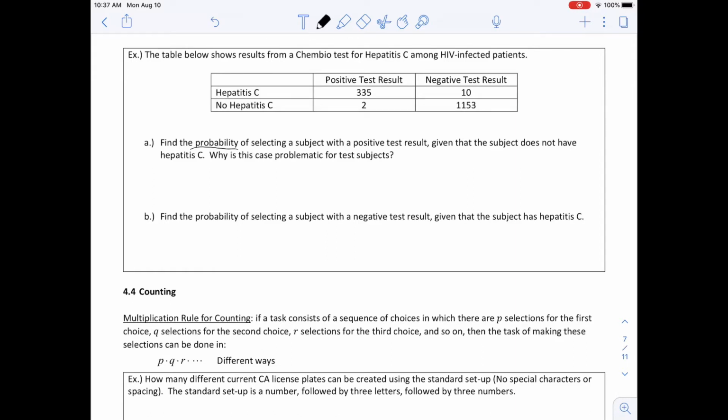The first part says to find the probability of selecting a subject with a positive test result, given that the subject does not have Hep C. Then it asks, why is this problematic? We'll talk about that in a minute. But this is going to be the probability that we have somebody tested positive, given that they have no Hep C.